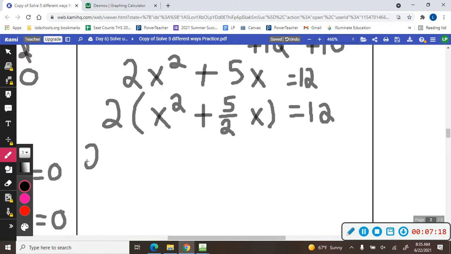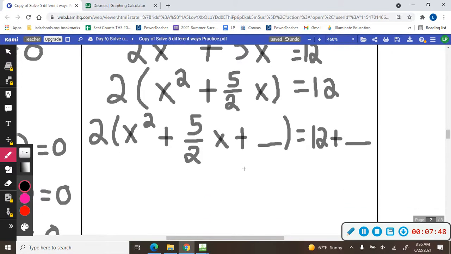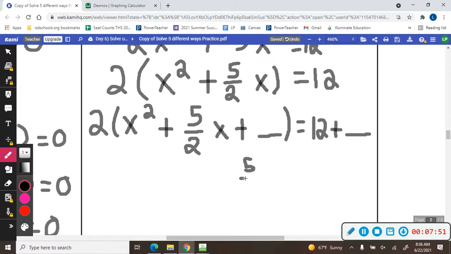Now, from there, you are going to complete the square. And what completing the square means is you take this 5/2 and you're going to add something to both sides. Because whatever you add to one side, you have to add to the other. And so the way you figure it out is you take this 5/2, you divide it by 2. That's the same thing as multiplying the denominator by 2. That's 5/4.